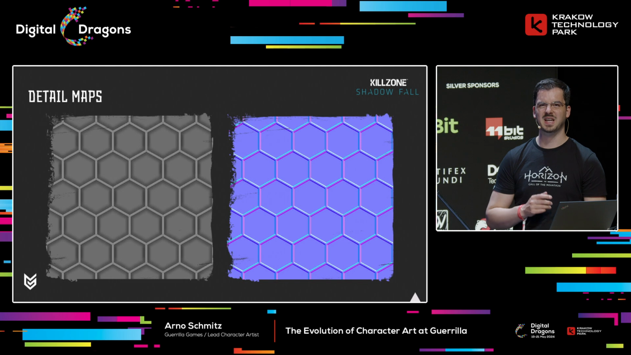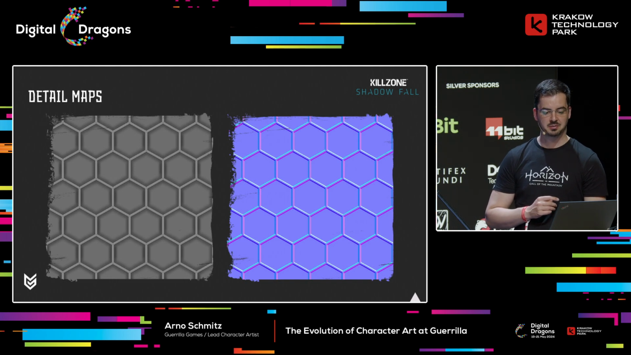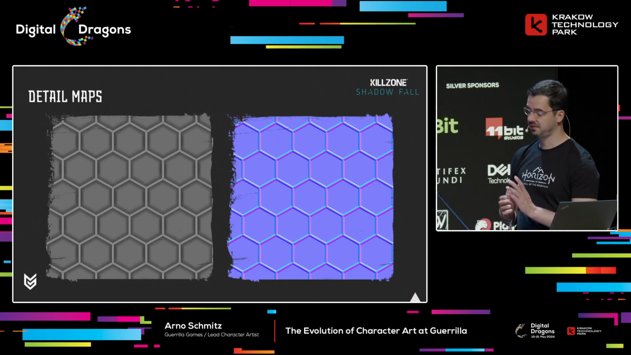So what are detail maps exactly? They are little tileable textures, usually 256 or 512, and they come as a pair. The grayscale map gets overlaid on top of the albedo, and sometimes the reflectance, and the normal map gives the illusion of elevation.